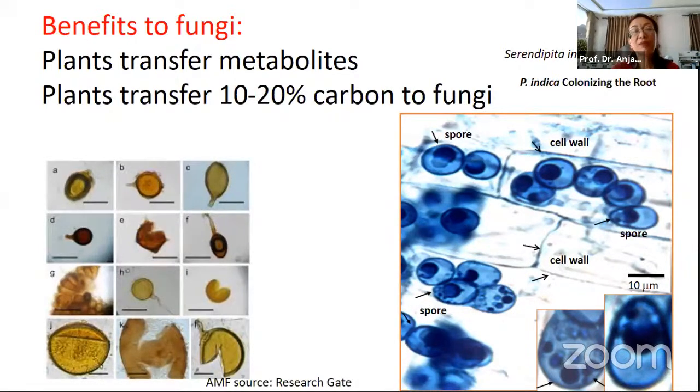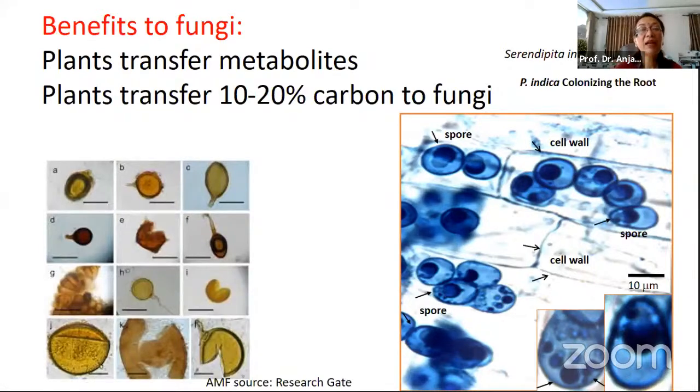There are also some plant-transferred metabolites, which will benefit the plants with a growth-promoting effect. And here plants transfer almost 10 to 20% carbon to the fungi also. So this is how we say it is a symbiotic relationship between the fungi and the root system of the plants.